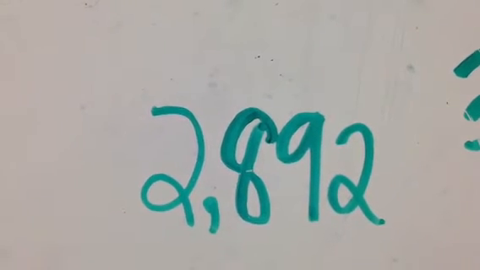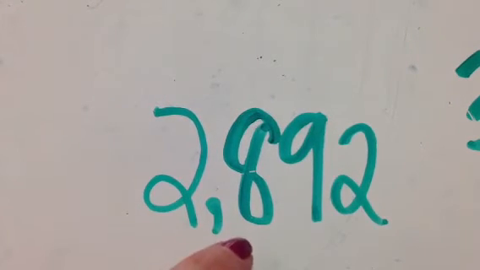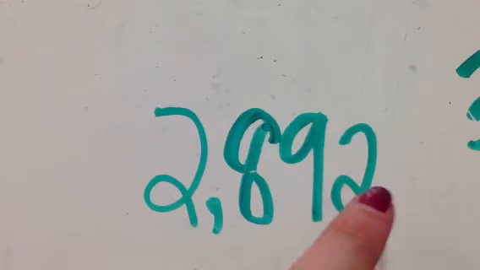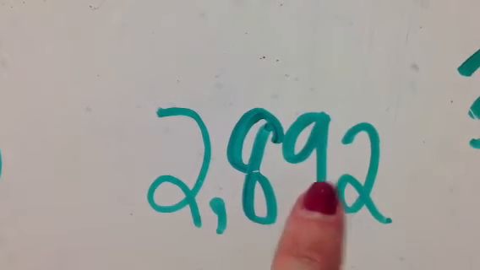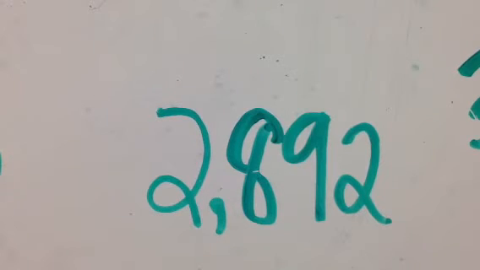Let's look at another example. This number I would read as 2,892. I have a 2 in the ones place, a 9 in the tens place, 8 in the hundreds place, and 2 in the thousands place.